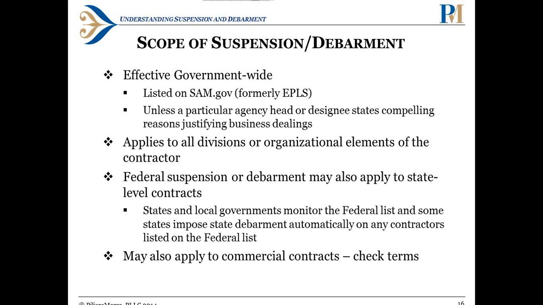It can also apply to state-level contracts too, because a lot of states and local governments monitor the federal list. Some states, like Massachusetts and Maryland, for instance, automatically put you on the state-level suspension and debarment list if you're on the federal list. Other states, if they find that notification, will do their own investigation and make a decision about whether or not any state procurements can go your way.